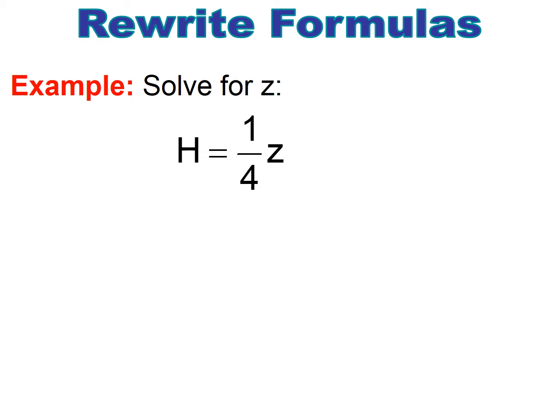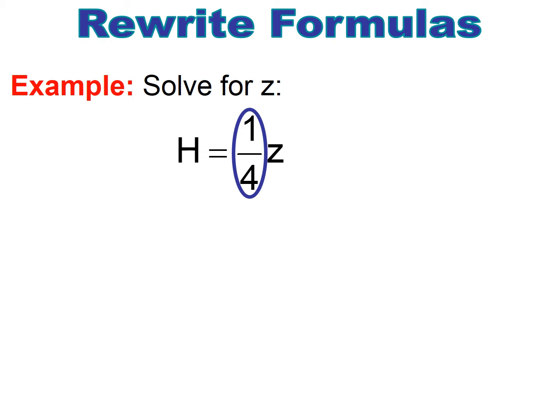Now, a couple notes. When you're doing literal equations or rewriting formulas, it is very important that you use the right case of letter. If it has capital, it needs to stay capital. If it's lowercase, it needs to be lowercase. Now in this case, I have a capital H equals 1/4 z. And I want to get z by itself. And I see here I have 1/4 attached to z. So that means that I want to get rid of the 1/4 so that I have z by itself. I want it to have a coefficient of 1.